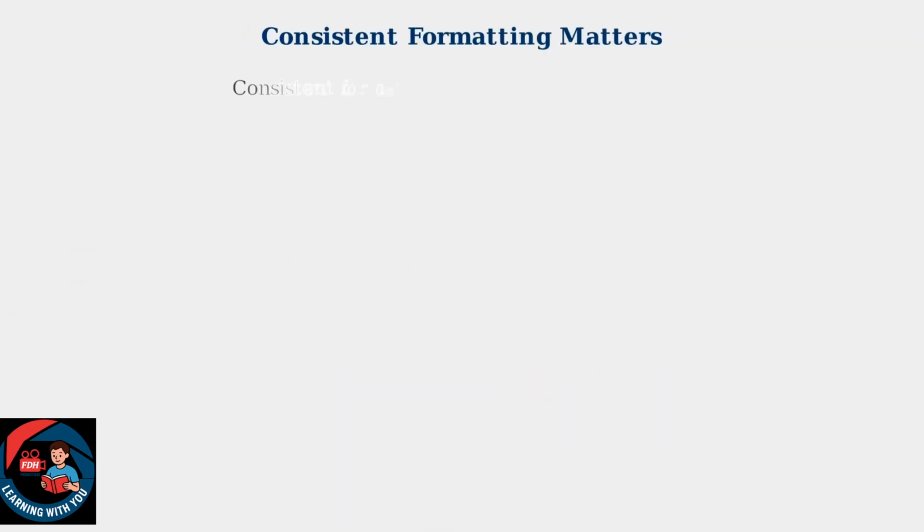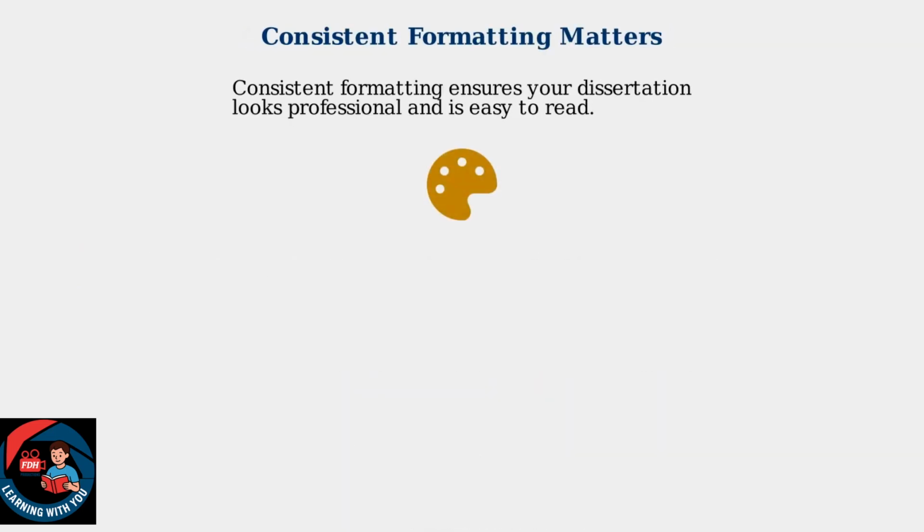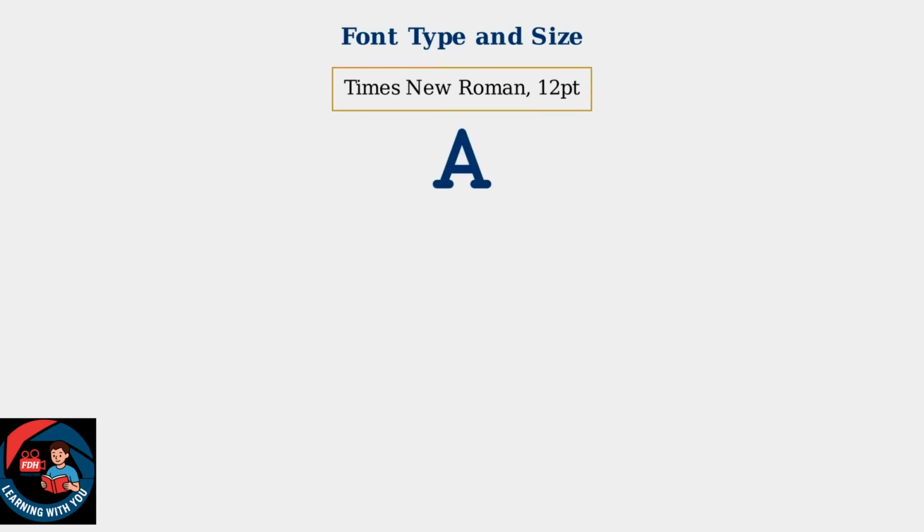Consistent formatting throughout your dissertation is crucial for creating a professional appearance and ensuring readability. It helps maintain a cohesive look that reflects the academic standards expected in scholarly work. Choose a standard font type like Times New Roman or Arial, and maintain a consistent size, typically 12-point for body text. This ensures readability and meets most institutional requirements.